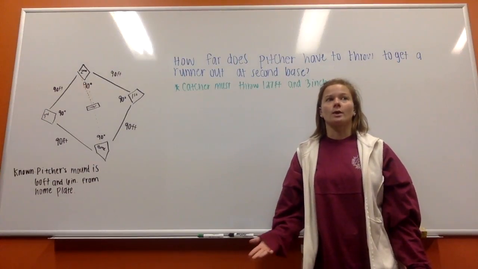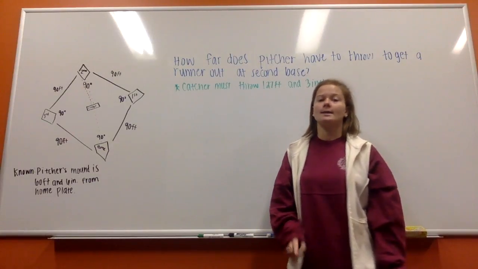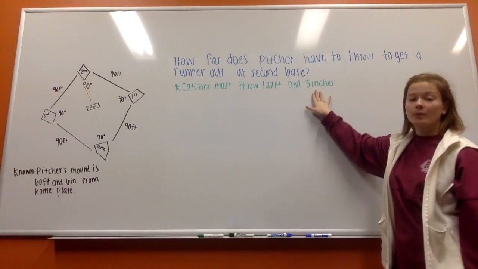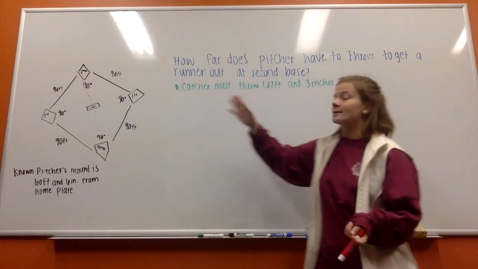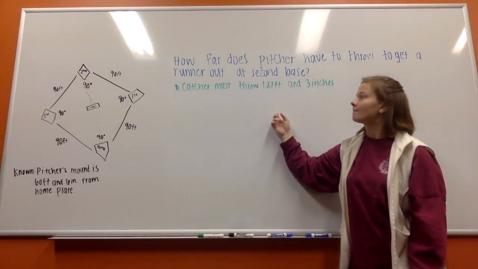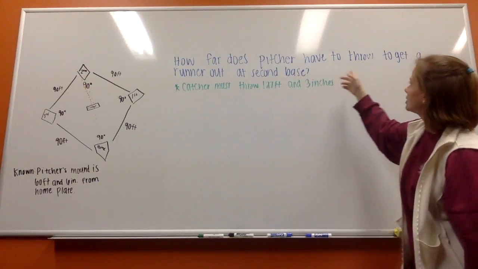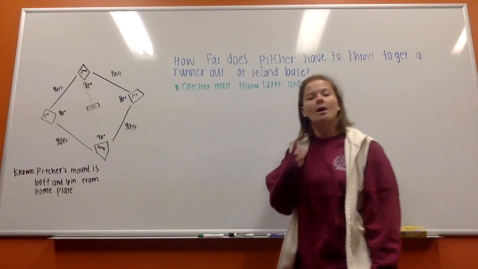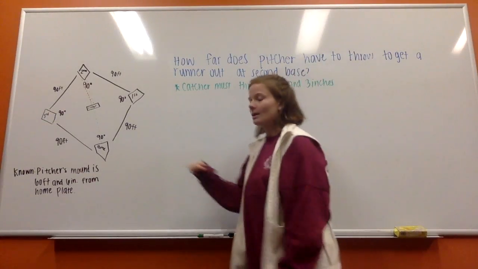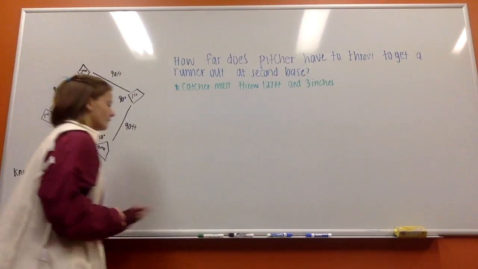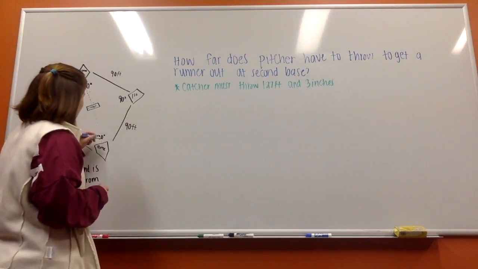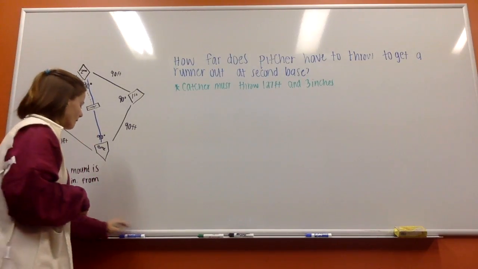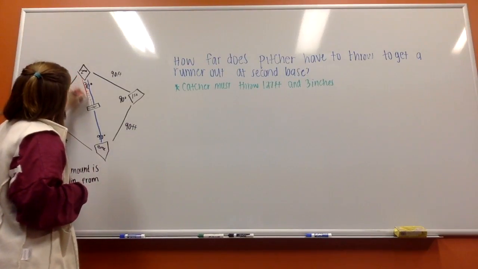We previously just solved the question, how far would a catcher have to throw to get a runner out at second base? As you can see, a catcher must throw 127 feet and 3 inches to get a runner out at second base. And we found this using the Pythagorean theorem. Now we're posed with the question, how far does a pitcher have to throw to get a runner out at second base? Maybe you're saying, oh no, I don't want to use the Pythagorean theorem. Well, guess what? We don't have to. If we look at our diagram over here, we previously found the distance here in the blue. The distance from home all the way to second. And what we want to find is the distance in the red.